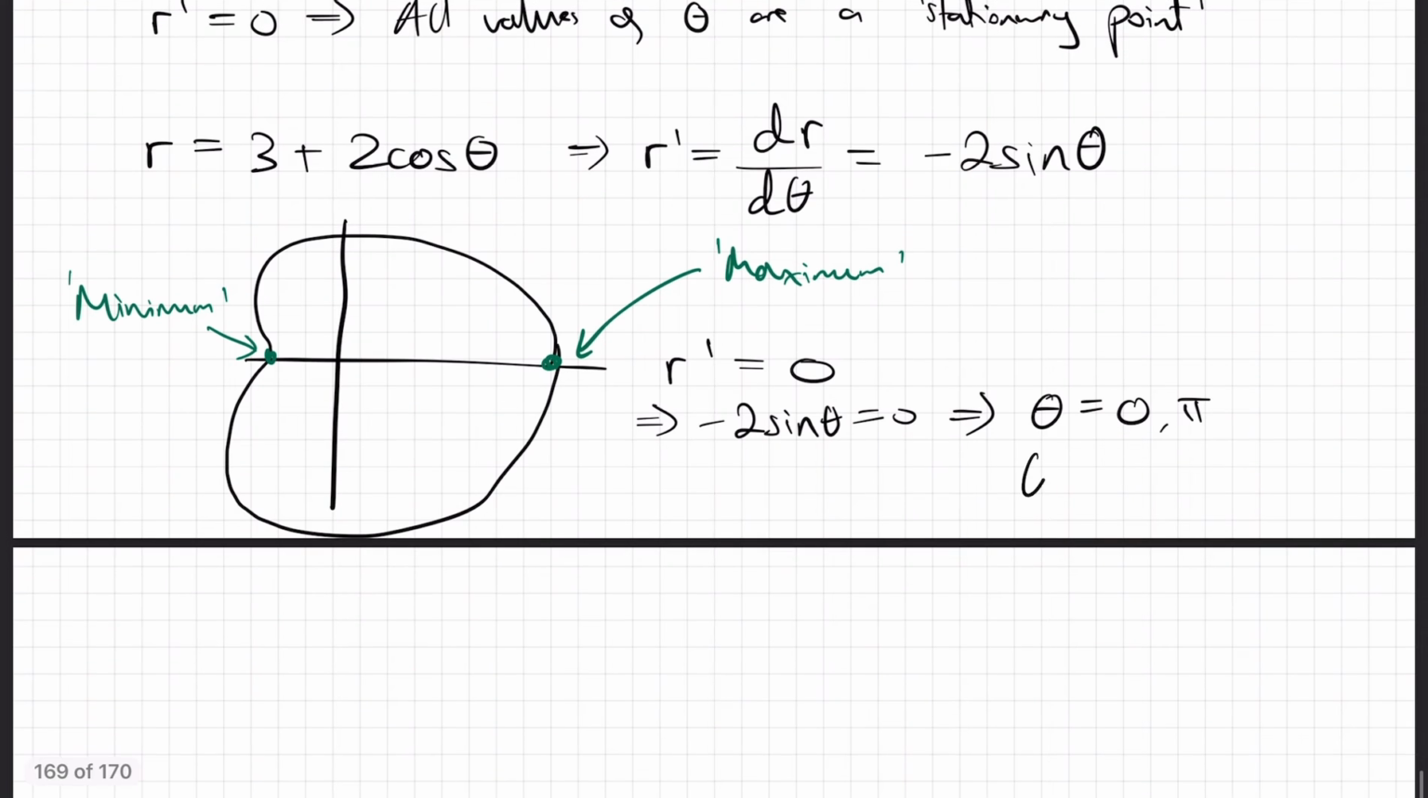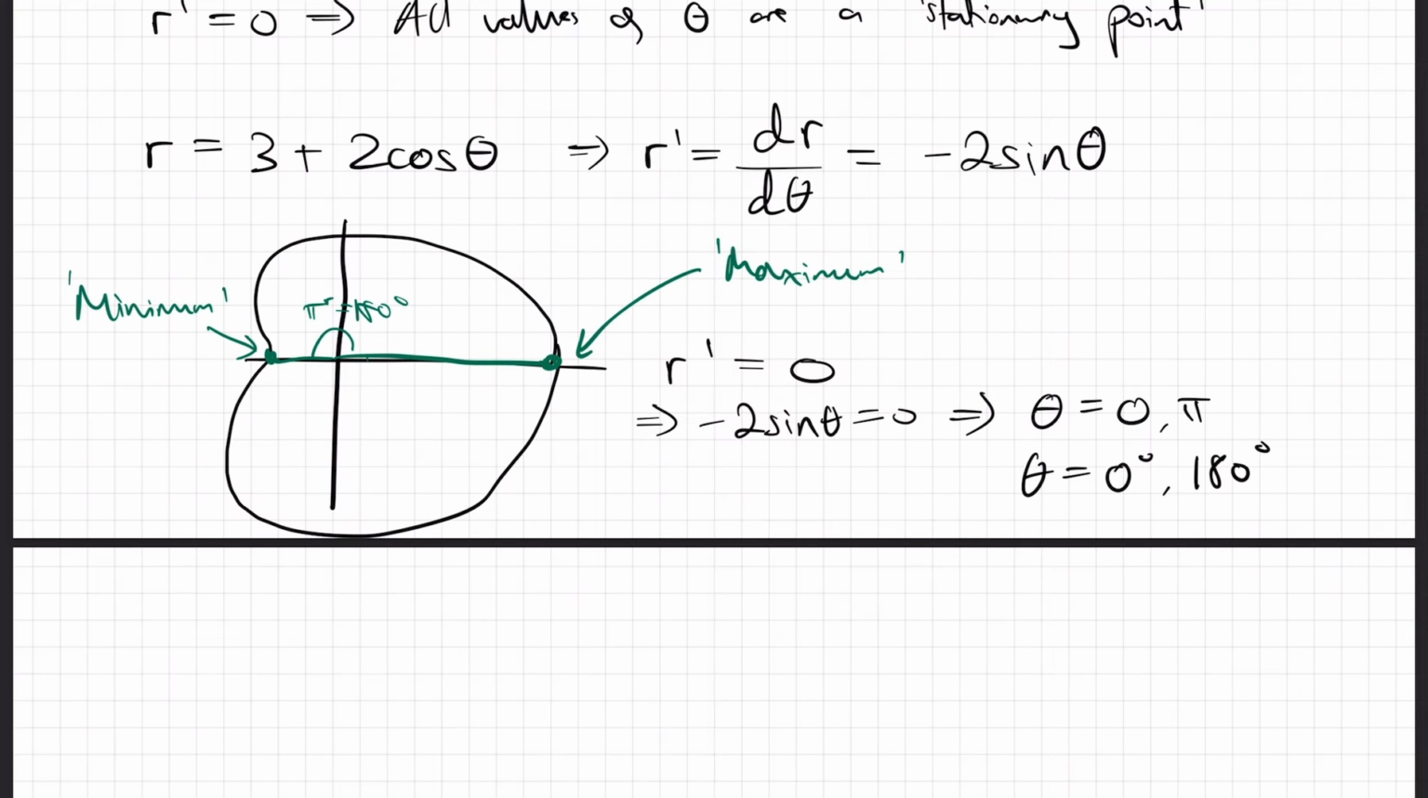I'll put these as degrees in case you don't know what the radians are. So 0 and 180 degrees. You can see this corresponds perfectly with this line here, which is 0 degrees, and this here, which is pi radians, or 180 degrees. And we got a minimum and maximum.